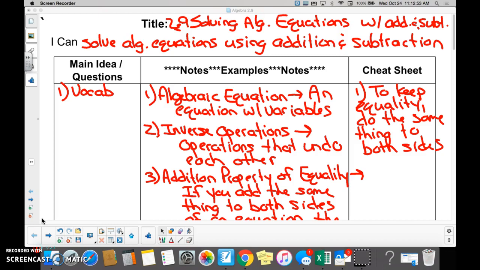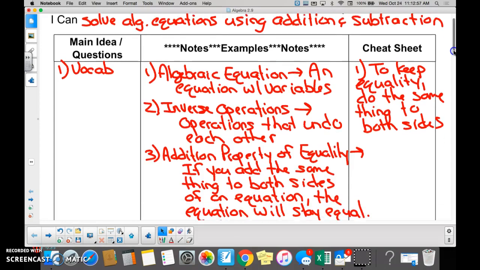They're going to be pretty darn simple. However, do I care about the answer? No. What do I care about? The work, the process. Good.